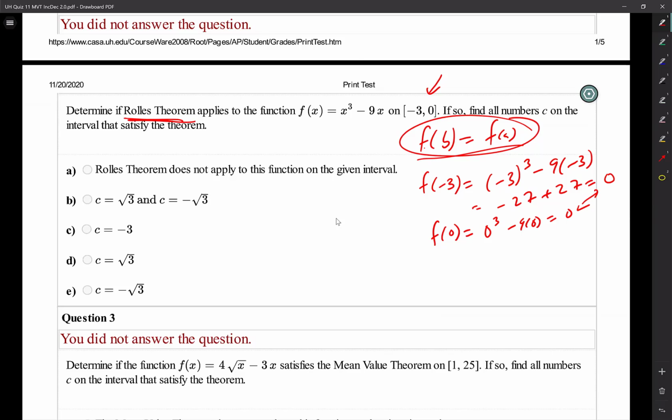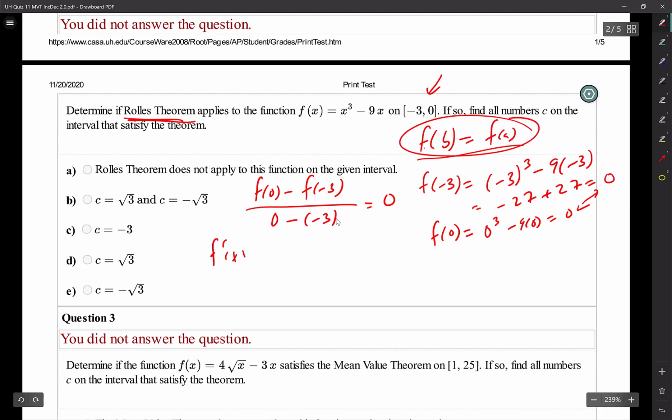So here we go. My average rate of change is 0. Does everyone understand that, guys? Your average rate of change is f of 0 minus f of negative 3 over 0 minus negative 3. That equals 0, guys. So now I'll slow down so you guys can write. Now I'm going to take a derivative, and I'm going to set the derivative equal to 0. f prime, 3x squared minus 9, set that equal to 0.